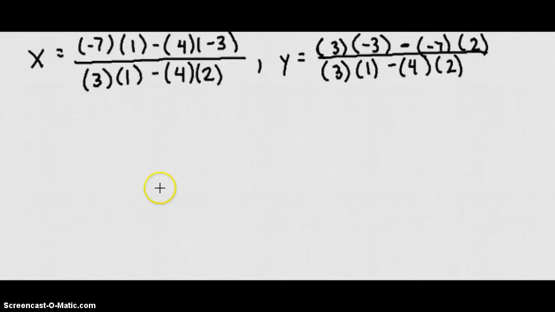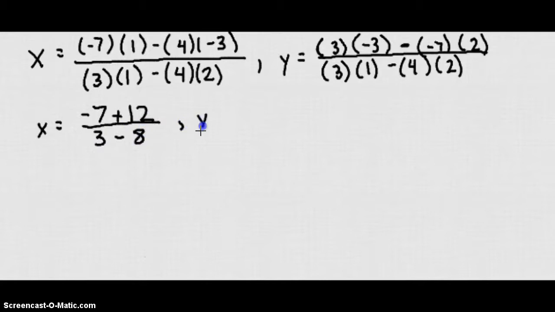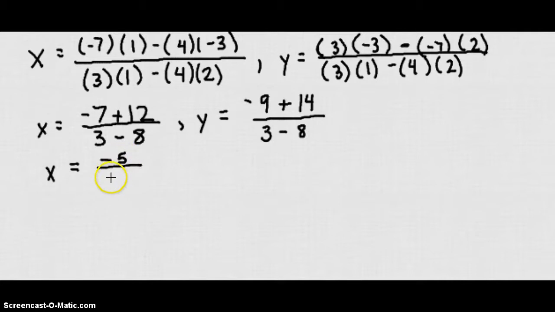Alright, so I've moved those x and y coordinates to the top. So let's simplify. We have x equals negative 7 plus 12. 4 times 3 is 12. And that's over 3 minus 8. For y, we have 3 times negative 3, which is negative 9, plus 14 over 3 times 1, which is 3, minus 4 times 2, which is 8. Continue simplifying, we get positive 5 over negative 5, because negative 7 plus 12 is 5, 3 minus 8 is negative 5.